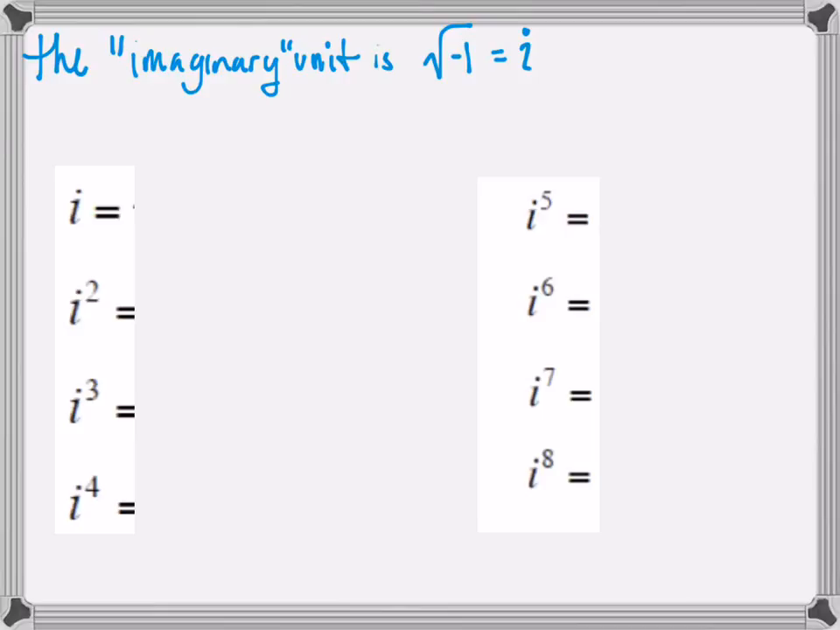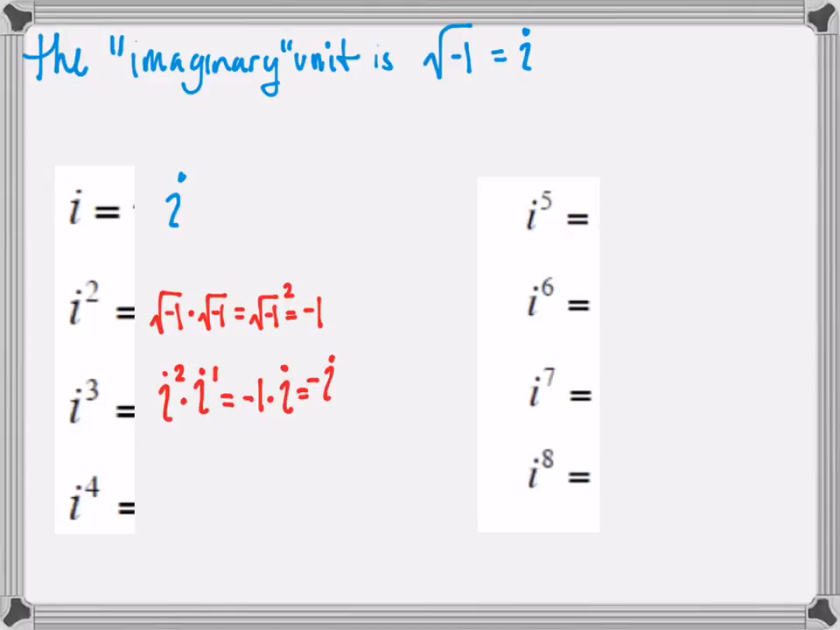So it has the following properties. i squared, well, since i represents root negative 1, that's really root negative 1 times root negative 1, which is root negative 1 squared, which equals negative 1. So i squared equals negative 1. i to the third is the same as i squared times i, which is negative 1 times i, so that's negative i. So these are the equalities that you've got to remember.